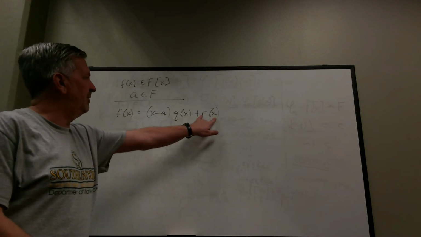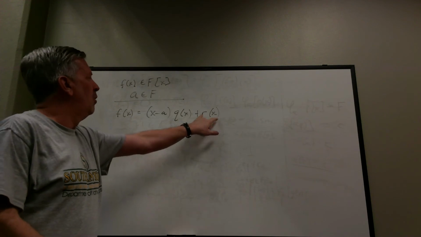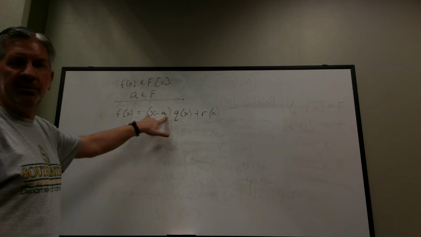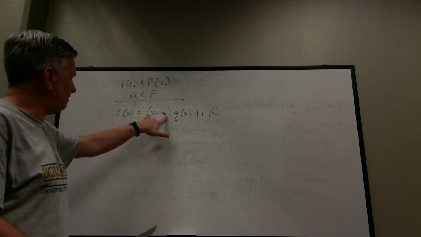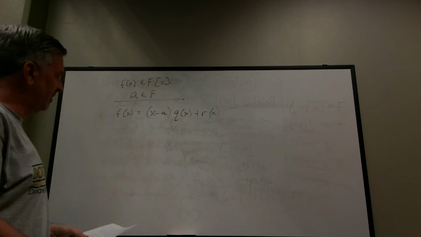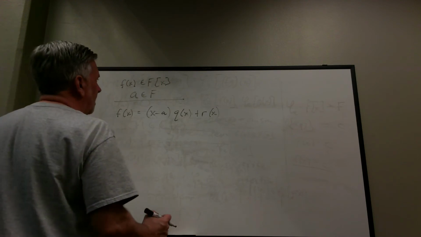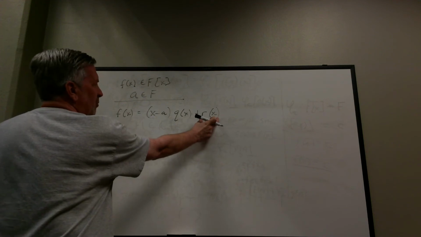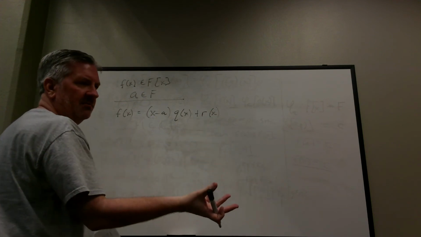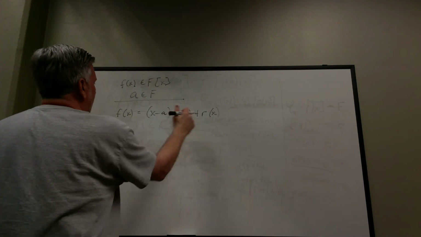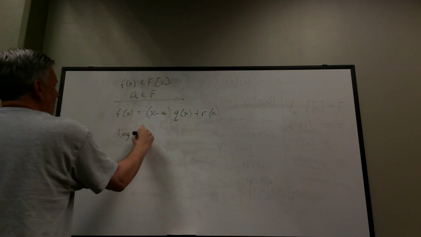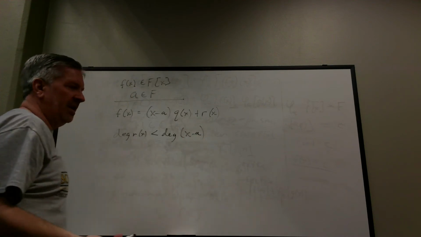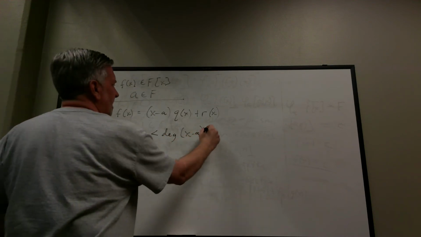R is either equal to the 0 polynomial, so there's no remainder, or the degree of r is less than the degree of the divisor. Okay, so notice, if r of x is just 0, suppose the remainder were 0, well, r is a constant, right? Now what if the degree of r were less than the degree of x minus a? That's the other possibility. But the degree of x minus a is 1.